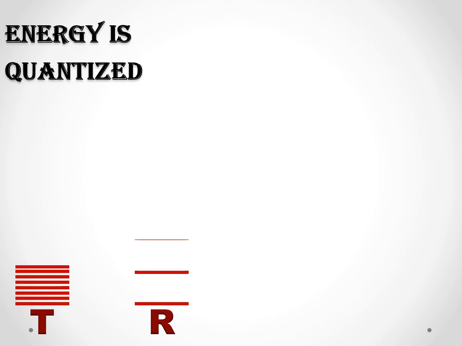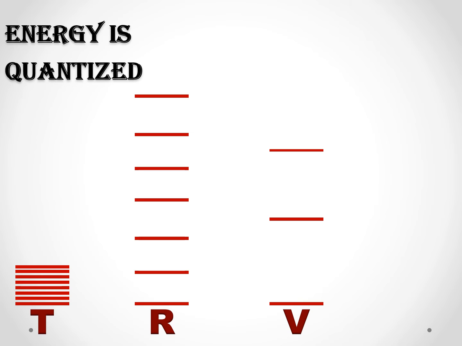So quantum mechanics tells us that energy is quantized. So if you are plotting the different energy levels, energy values, then you will get a diagram like this. These are the translational energies. Then these are the rotational energies. Each line represents one energy value. These are the vibrational energies. And finally, these are the electronic energies.